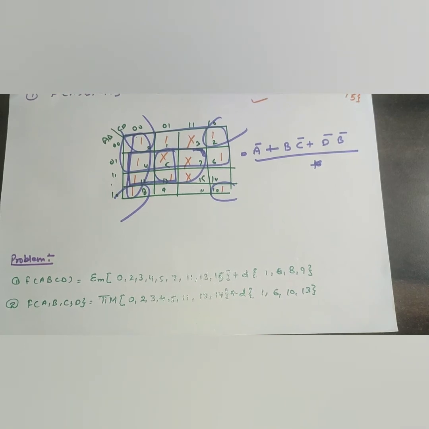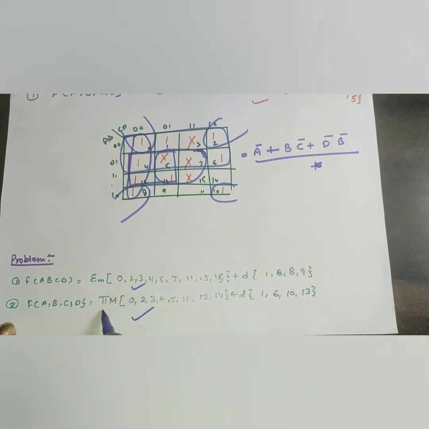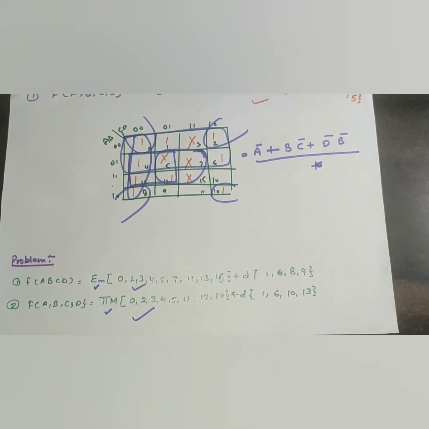So these are the problems of don't care condition. You should check: this is for POS form and this is for SOP form. Please consider these forms also. You should make these 2 problems and send me. If there is any confusion or any mistake, I will get back to you.